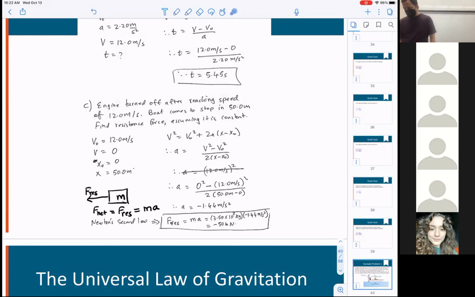So to find the resistance force, I can just calculate M times A. We just found A as minus 1.44 meters per second squared. We know that the mass of the boat plus the person is 350 kilograms. I multiply these two numbers and I get minus 504 newtons. The reason you're getting a negative answer is because the resistance force is pointing in the negative x direction. So if they ask for the magnitude of the resistance force, the magnitude is just 504 newtons. The minus sign tells you that it's pointing in the negative x direction. Any questions on that?